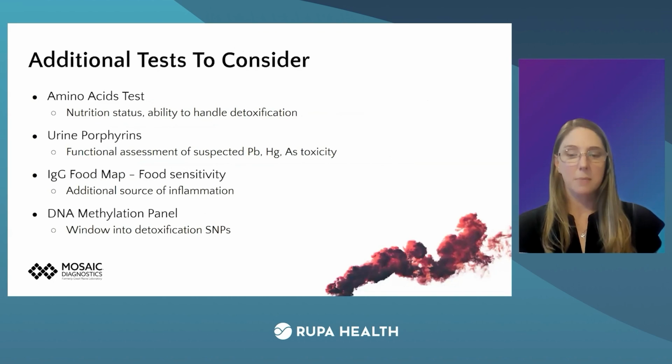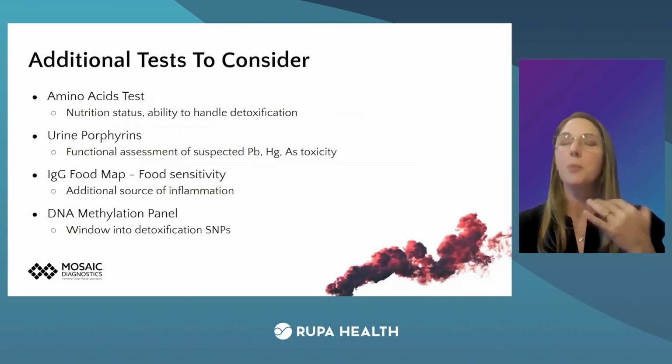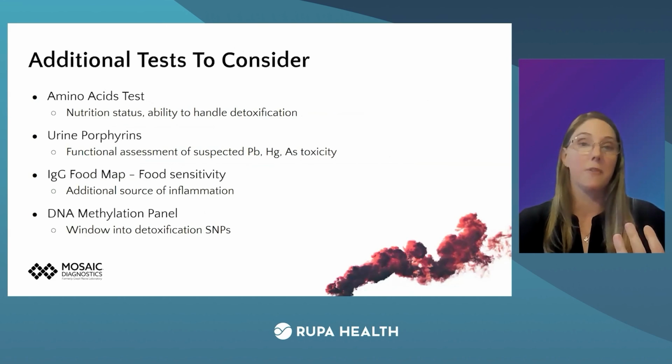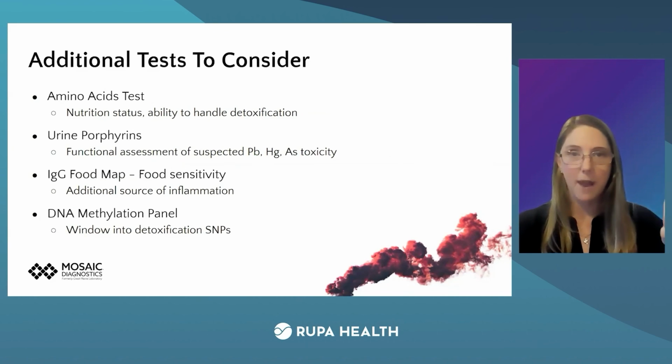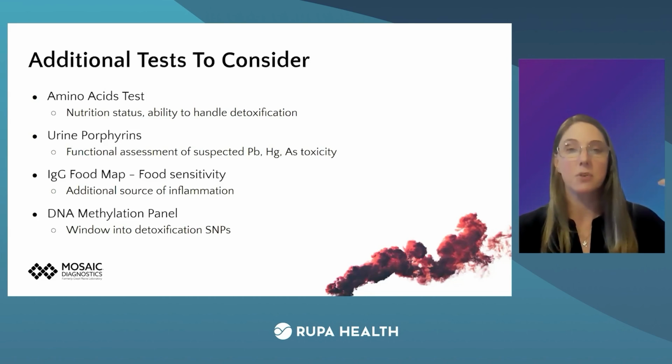Sometimes it is an imbalance of just a couple of amino acids that can be tweaked in addition to detoxifying that can make a really big difference to the mood and the outlook that our patient has. Urine porphyrins, it's a great way to see the actual impact of some of these heavy metals, especially. And then IgG and frankly IgEs, that's another source of inflammation. And we don't want to miss that. We want to minimize the insults to the system as much as possible.